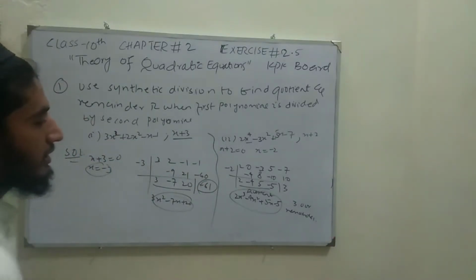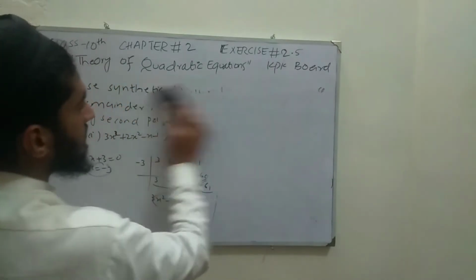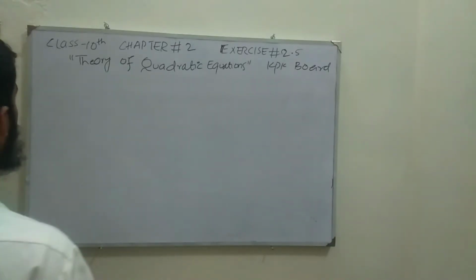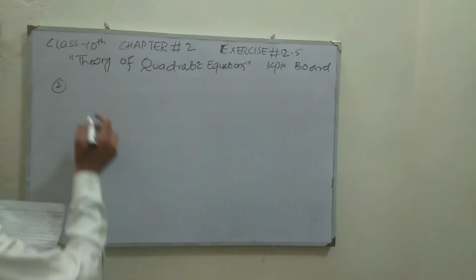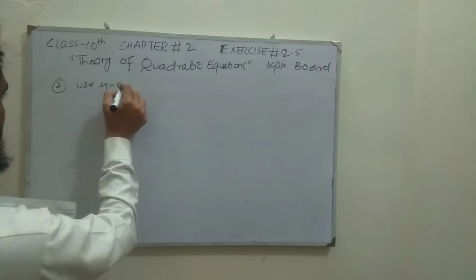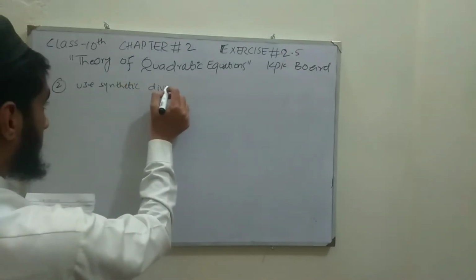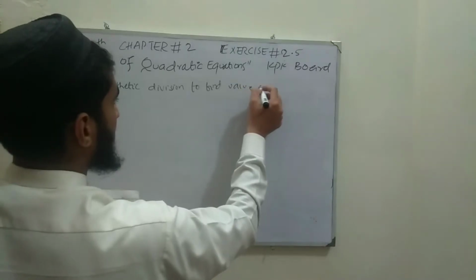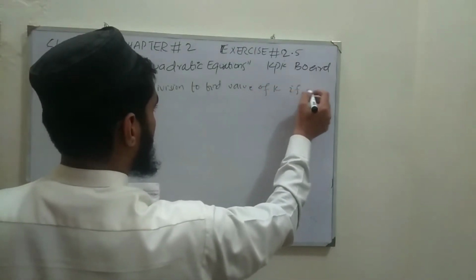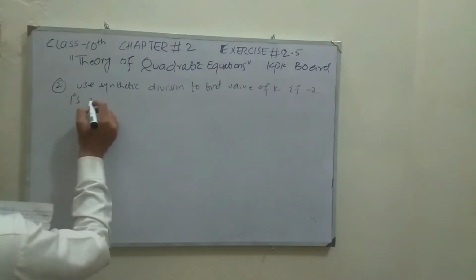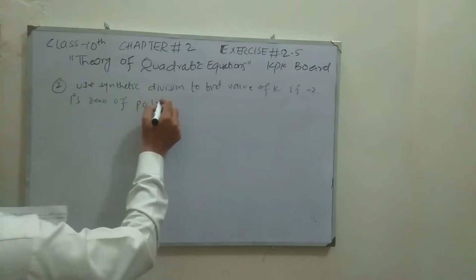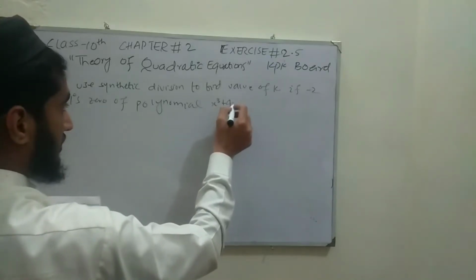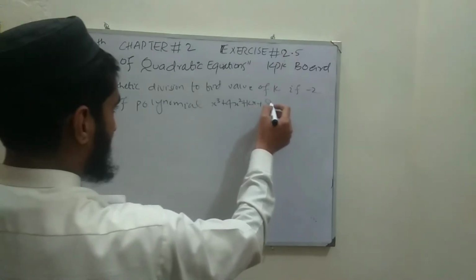Move to question number 2. Use synthetic division to find the value of k if minus 2 is a zero of the polynomial x raised to power 3 plus 4x squared plus kx plus 8. Solution.